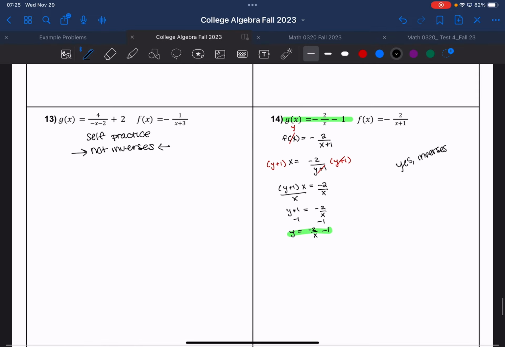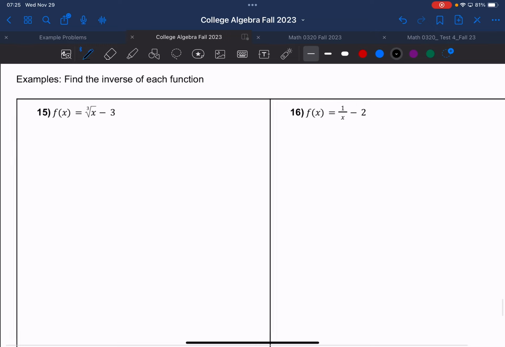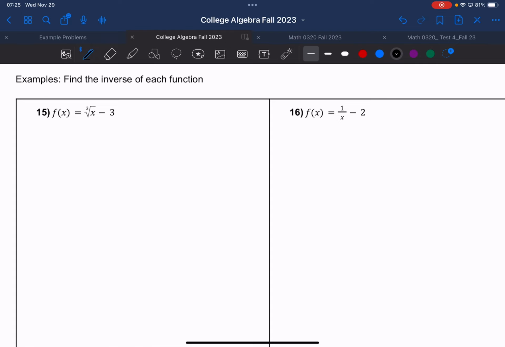Okay, any questions on this topic? So in this one, we're given two equations and we're checking if they are the inverses of each other. Last concept here, we are going to now just find the inverses of each equation. Okay, so we're not going to compare it to another one, we're just finding the inverses.